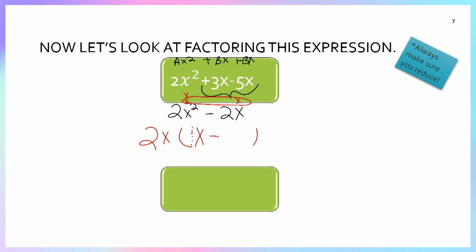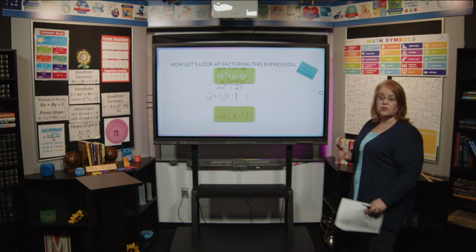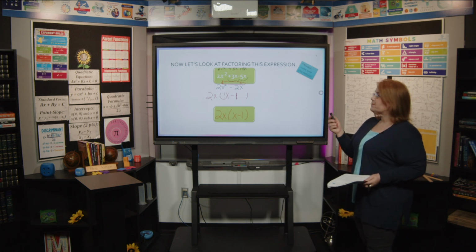2 divided by 2 is what? 1. And then that x and that x are canceled out. So I am left with 2x, x minus 1. And that is how I factor that trinomial. I went from a trinomial, reduced as much as I could, put like terms together, then took out my GCF, and I'm left with 2x and then x minus 1. You always want to make sure that you reduce. Always, always, always make sure that you reduce or take out like terms.